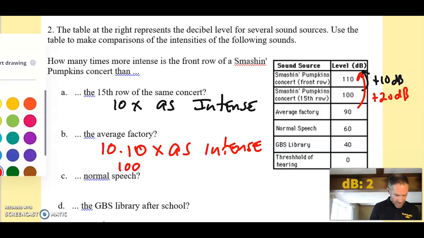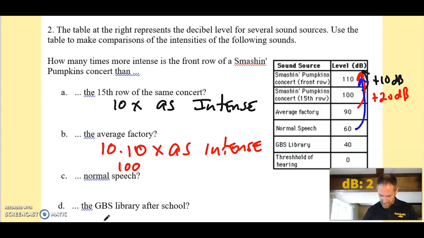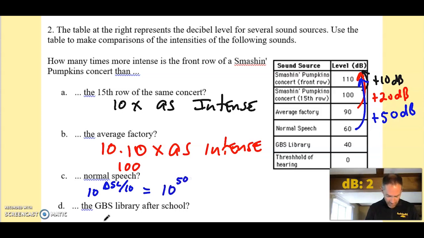Now, how about normal speech? Normal speech is down here at 60. So again, comparing it, that's 50 decibels different. You could think 10 times 10 times 10 times 10 times 10, 5 times. You could think 10 to the 5. A lot of people are going to say that that's going to be 10 to the difference in sound level, delta SL, divided by 10. Think about that. That would have worked for A and B, and now it's going to work for C. So here's what I'm saying. If I'm adding 10 decibels 5 times to get 50, then I'm going to multiply by 10 5 times, so it's going to be 10 to the 50 over 10. That is 10 to the 5. And so it's 10 to the 5 times as intense.